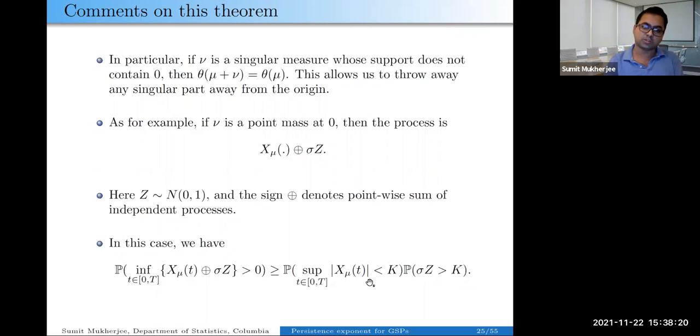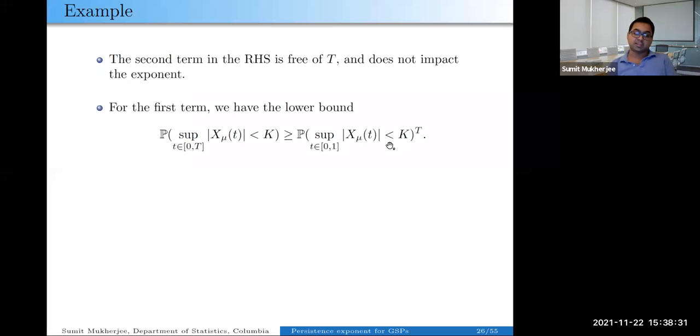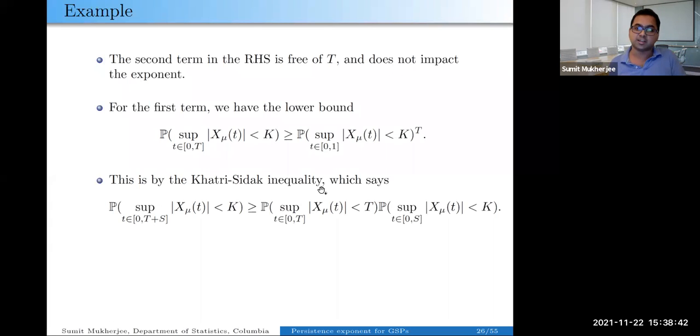The whole contribution of the exponent will come from here, so I need to give a lower bound to this. Like I said, the first term is free of t and doesn't impact the exponent. For the other term, you can bound this quantity by this. You can just break this into blocks. This is like a Slepian type estimate except for the absolute value, and this is by the Hartree-Siddak inequality, which says that you can do it for any two blocks. If you have 0 to t plus s with absolute values, you can go from 0 to t and t to t plus s, which I can replace by 0 to s if your process is stationary. But the Hartree-Siddak also applies to non-stationary Gaussian processes.